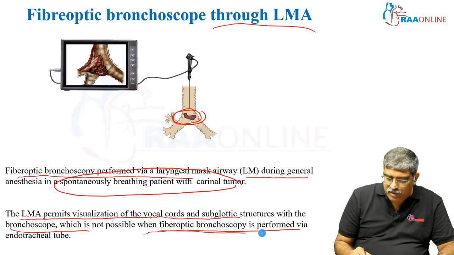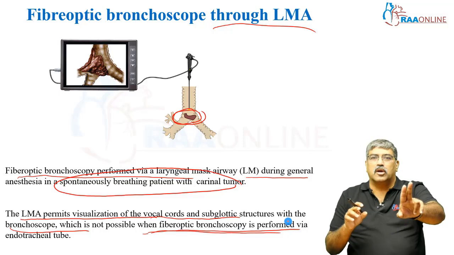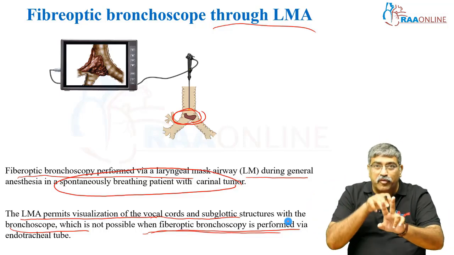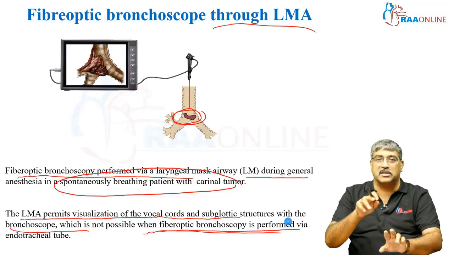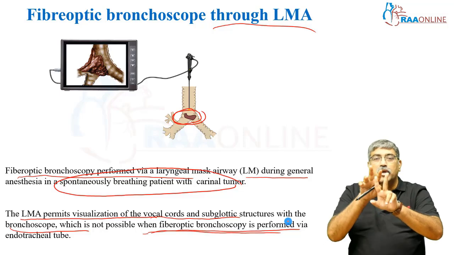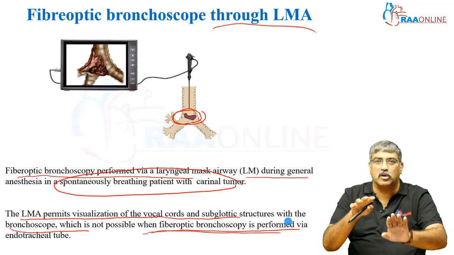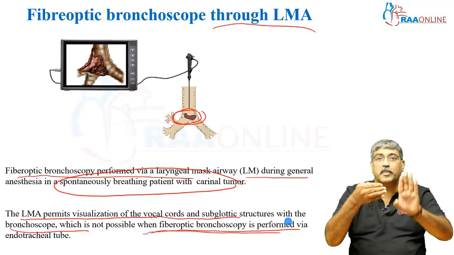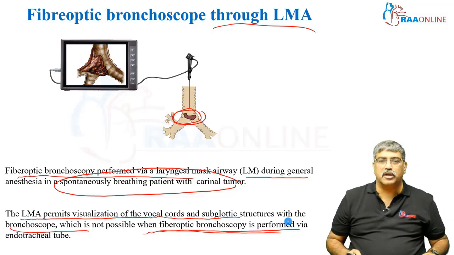When you pass the fiber optic bronchoscope through the endotracheal tube, you have already crossed the vocal cord, so you may not see the vocal cord. But in LMA, it is before the vocal cord, so you can visualize the vocal cord as well as the subglottic structure. But with an endotracheal tube, you cross the vocal cord and place the tube just below it, 2 to 3 cm below the vocal cord. So the glottis and the subglottis may not be visible through the fiber optic bronchoscope if you use an endotracheal tube.